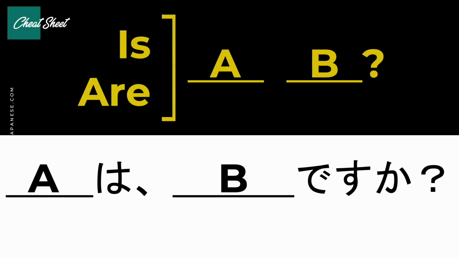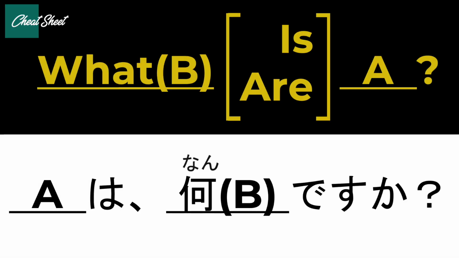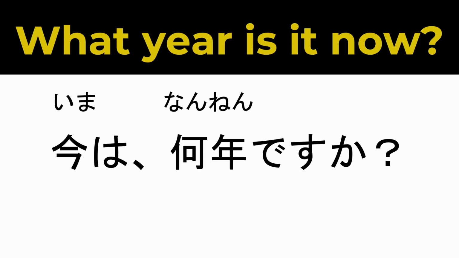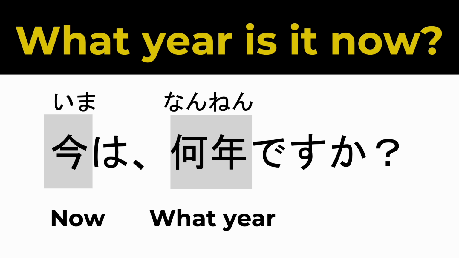Alright, let's move on to the fun part. Do you recall the cheat sheet I introduced in lesson 1? The versatile format of A wa B desu ka can also be used to inquire about the year. But here's the modified version for this. What B is A? What year is it now? Would become ima wa nannen desu ka. Ima means now, and nan means what, so nannen means what year. Listen to the native speaker and repeat after them.